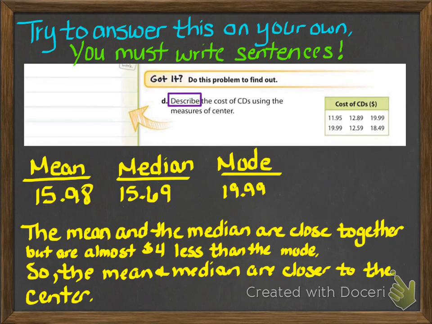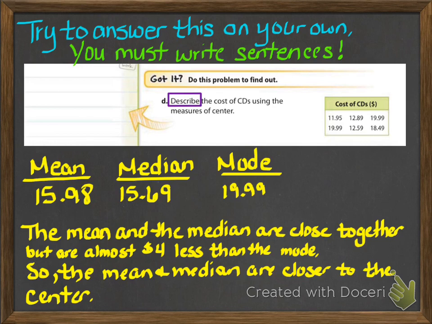Okay. So if you look here, I went ahead and I didn't show all the work, but I found that the mean for this set of numbers was $15.98. I found that the median is $15.69, and I found the mode to be $19.99. If you did not get those 3 numbers for each of those, then you need to go back and recheck your work and find where your error was. Now, the way that you're going to describe this one's a little bit different because our numbers are different than they were in the previous example.